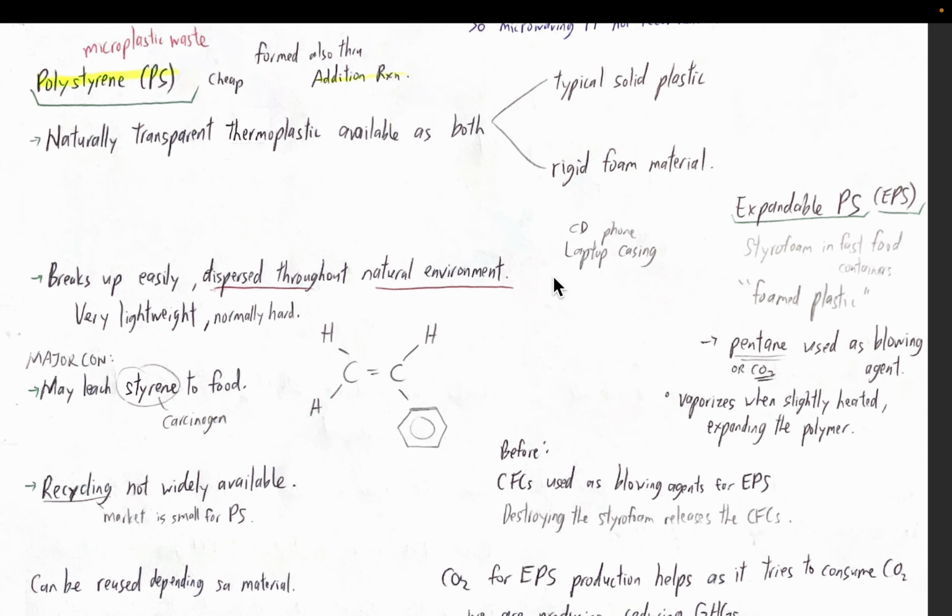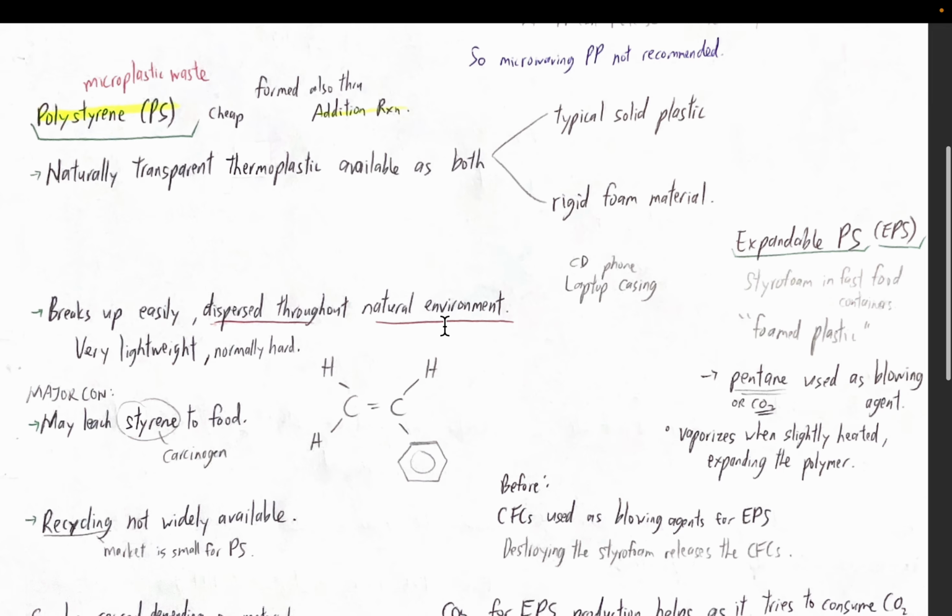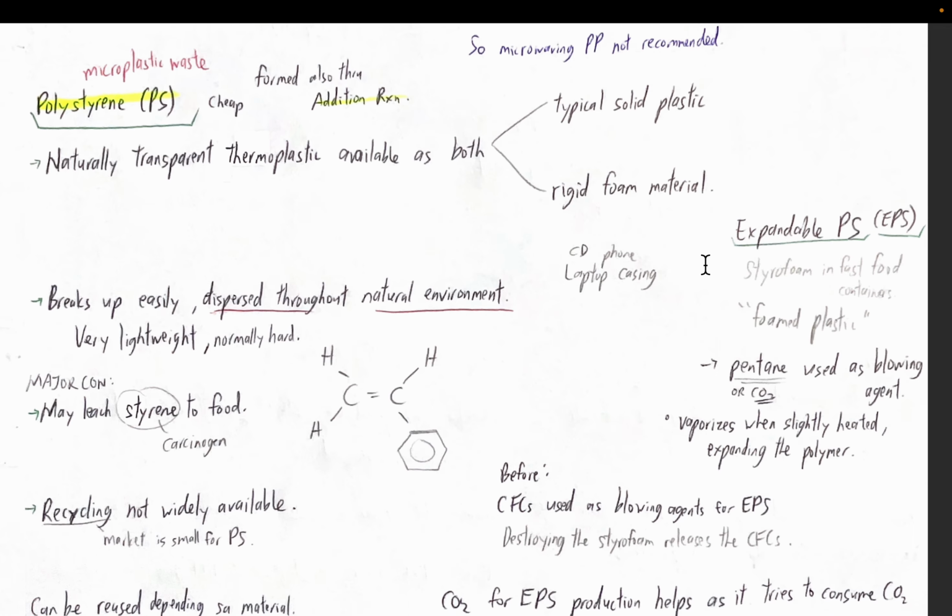So in the monomer, this is what it looks like: polystyrene, H everywhere, carbon, and then I'm not sure what this is called anymore, but yeah, that's what it looks like. Expandable. We have another kind of polystyrene. Technically, it's called EPS. E for expandable. So this is the kind of styrofoam in fast food containers. So foamed plastic. Usually pentane is used as a blowing agent, sometimes carbon dioxide.